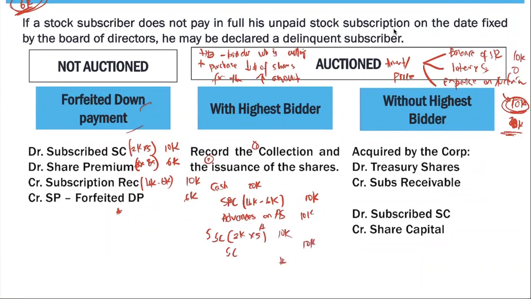If there is a highest bidder, take note, willing to purchase the lowest number of shares for the amount. The amount is equal to your balance of the subscription receivable, any interest if there is given, and any expenses on auction if there is given. But what if there is no highest bidder?